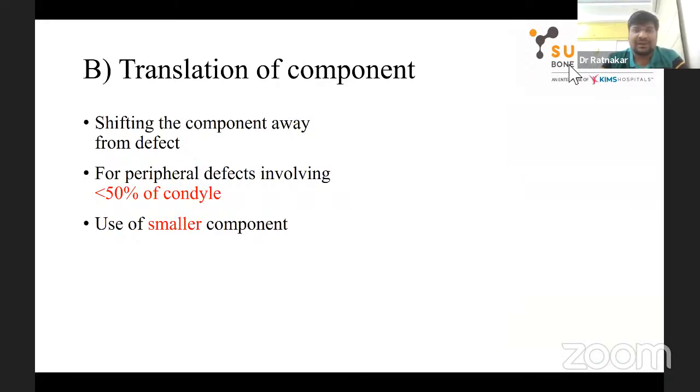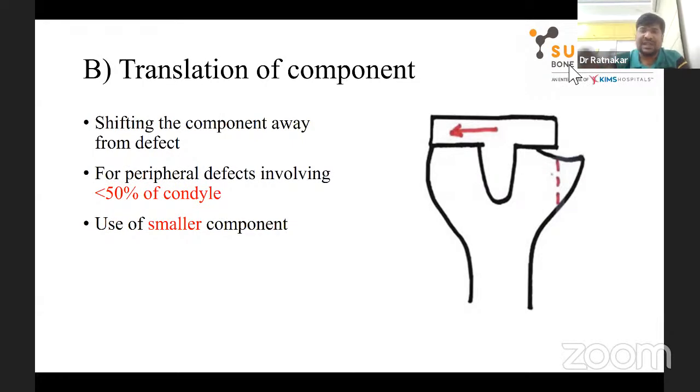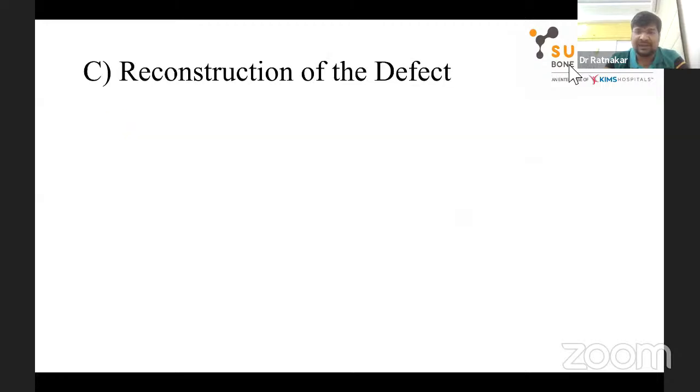The other way is to translate your component. This is just shifting the component away from the defect. It is commonly employed in conditions where you have peripheral defects of less than 50% of the condylar area. In these conditions, you use a smaller component and then you sacrifice the bone, which helps to minimize the defect.